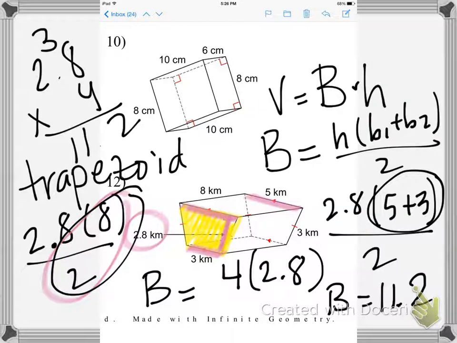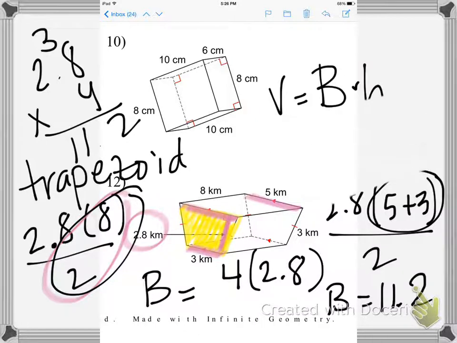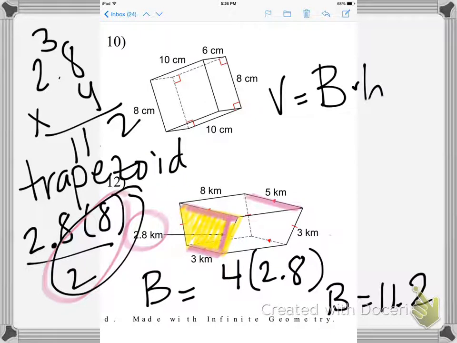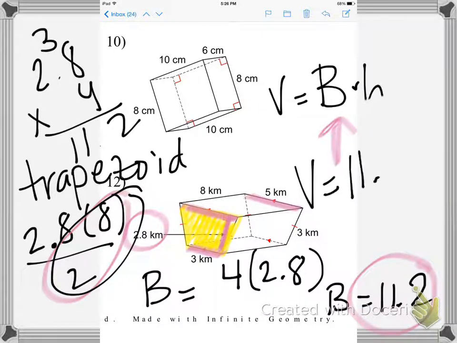Okay, and then so for volume, I'm going to clean some of this up a little bit. So let's erase this part. So volume, we're just going to take this and put it here. So volume equals 11.2 times the height of our trapezoid. So if you look here, this is the other trapezoid on the other side. So the height connects those two. So the height is going to be 8. Okay, so it's going to be times 8.